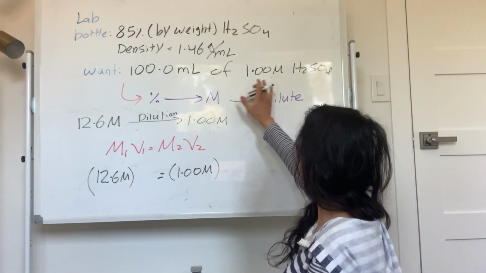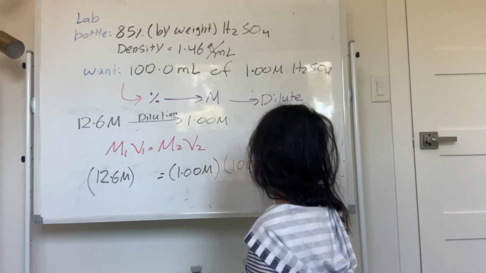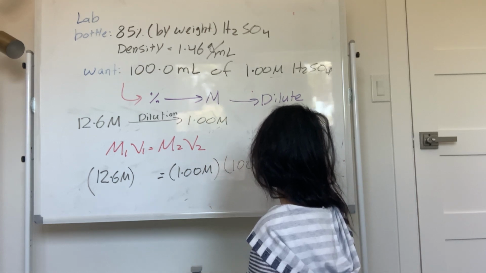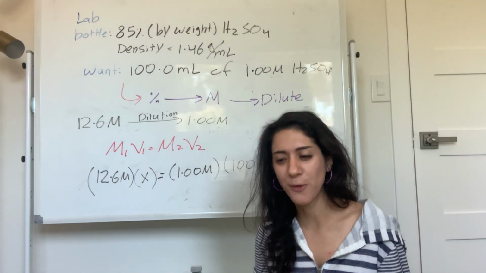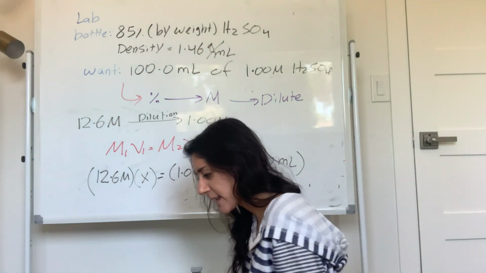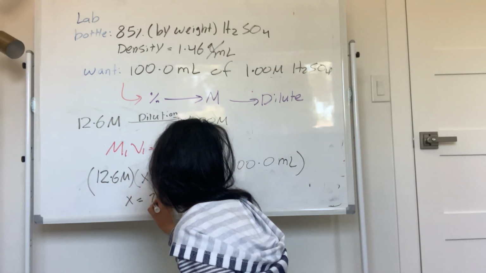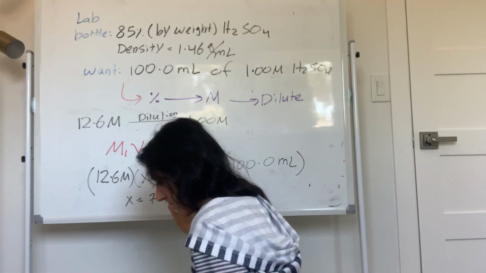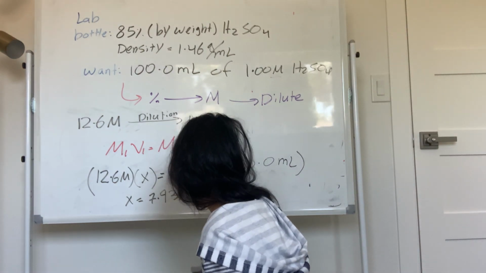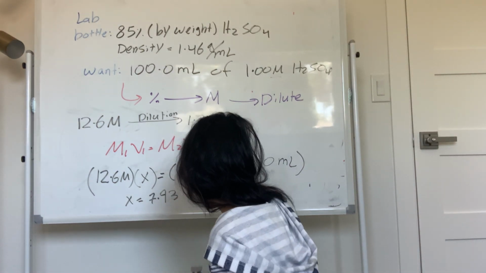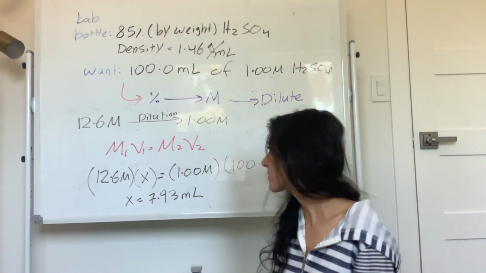How much of the final concentration do I want? I want 100.0 mL. So now I can figure out how much of that bottle I need to take. What I get for X, which is my V1, is going to be 7.93 mL. Oh, what did I say, percent? I don't know. 7.93 mL. Okay, you guys are good so far.